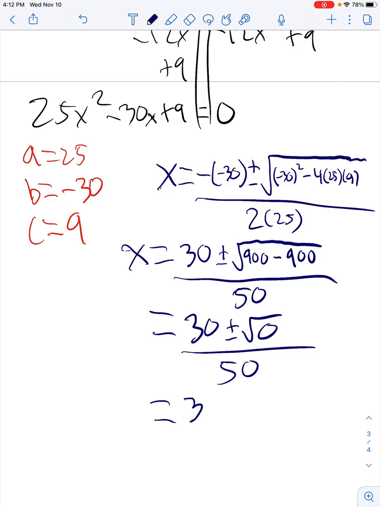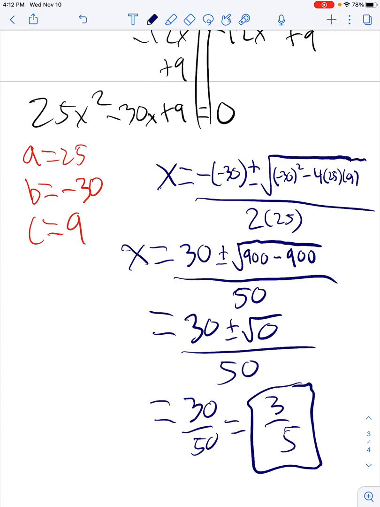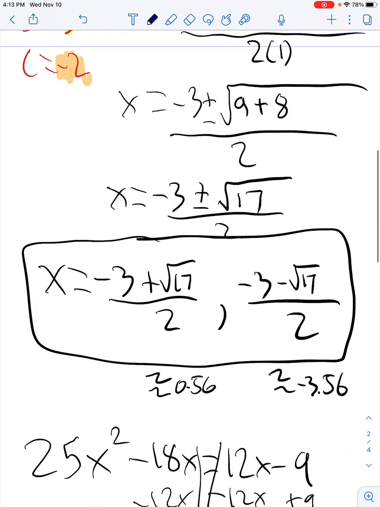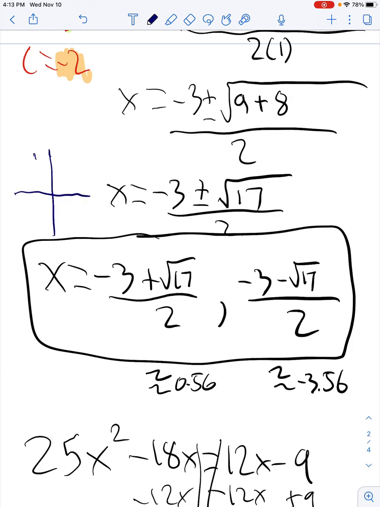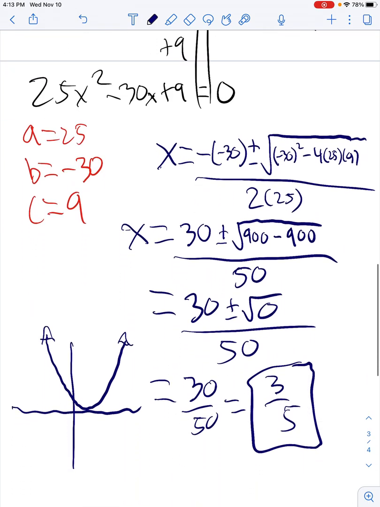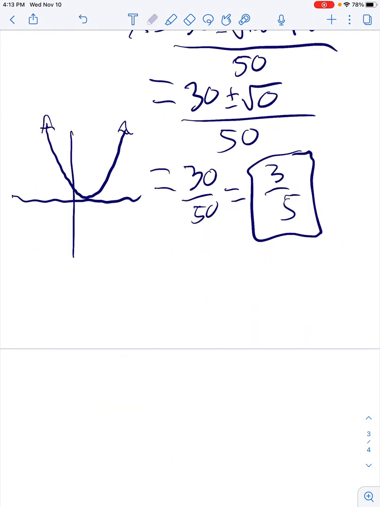Now, whether I add the square root of 0 or subtract the square root of 0, my answer is going to be the same. It's going to be 30 over 50, which we can reduce to 3/5. And so this is a case where you only have one real solution, because 30 plus the square root of 0 divided by 50, or 30 minus the square root of 0 divided by 50, is actually the same thing. So when, in the case of a quadratic, would you have something that looked like this? If your graph only touched one time. Whereas in the case above, we had 2. Your graph would look something like this, where it crosses your x-axis twice.